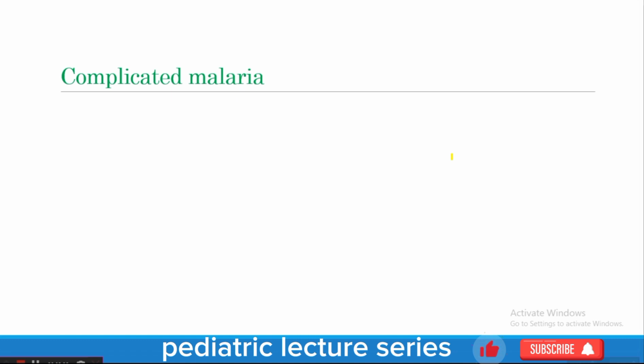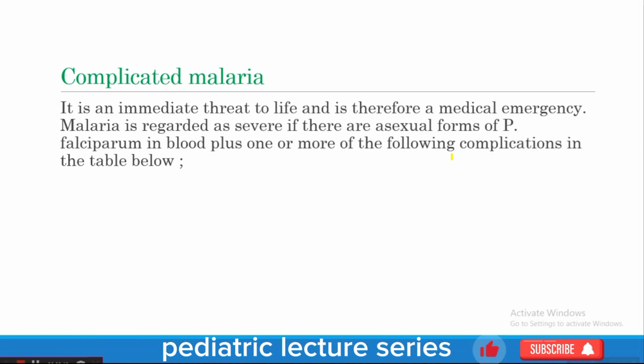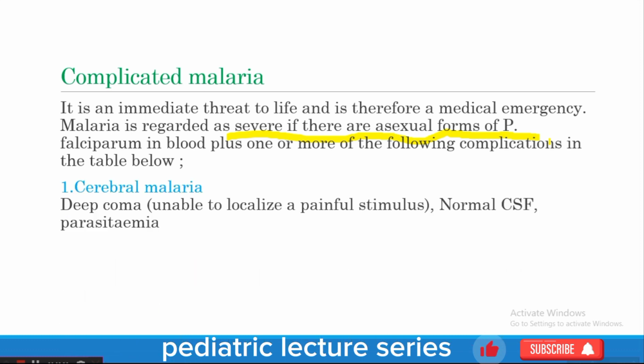Let's contrast with features of complicated malaria. You should note that complicated malaria is regarded as the presence of asexual forms of P. falciparum in the blood plus one or more of the following features below. Or you can say parasitemia with one or more of the following features. You have cerebral malaria. The patient may present with deep coma with, of course, parasitemia. Then you have severe anemia, that is Hb less than 5 grams per deciliter with parasitemia.